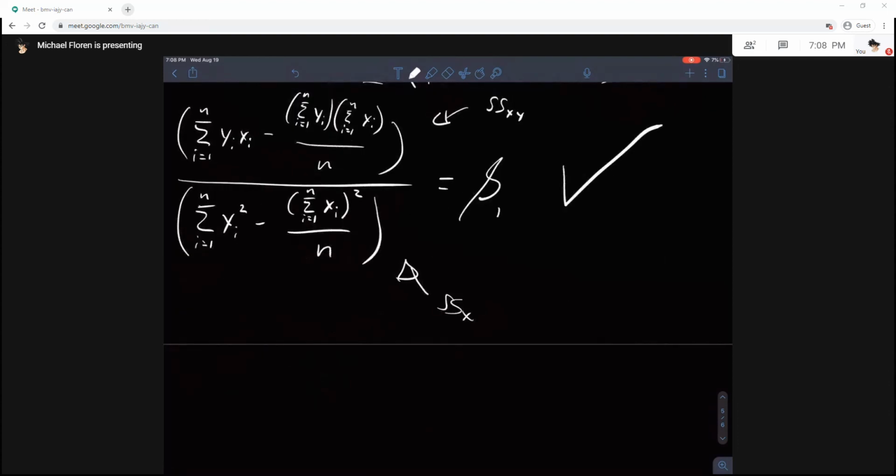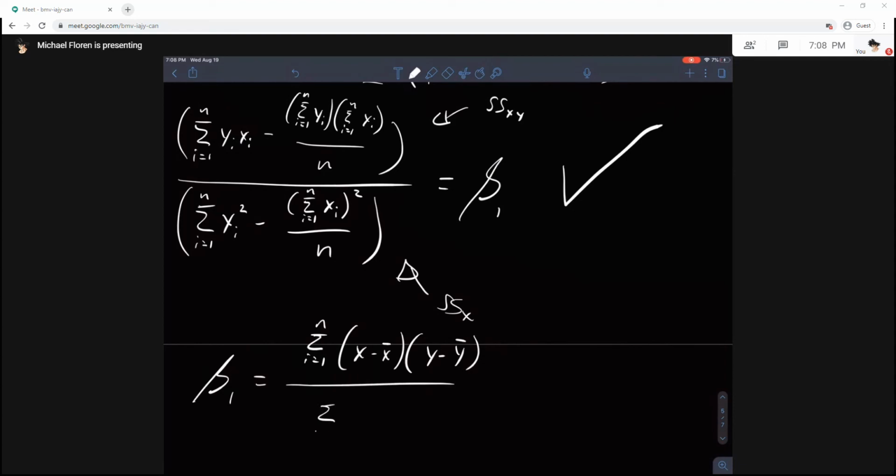There's one more step that you can take to find the other version that we had. Recall we had the sum from i equals 1 to n of x minus x bar times y minus y bar, divided by the sum of i equals 1 to n of x minus x bar quantity squared. You can get to there from here. I'll leave that proof to you if you're interested.